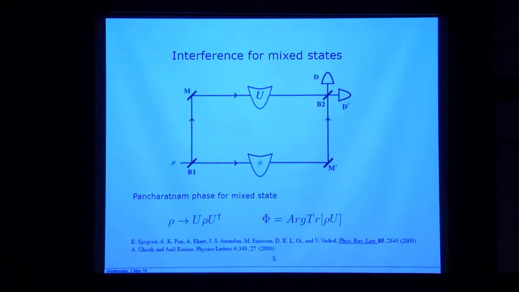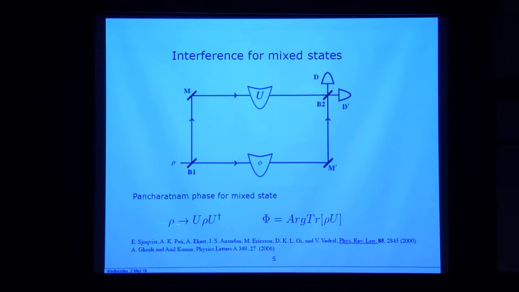But nevertheless, you can do an interference experiment with a mixed state, and actually you can see the interference visibility, the interference phase shift, and so on. For example, if you have a Mach-Zehnder interferometer like this, you send in a mixed state, with a beam splitter and mirrors and so on, and put a unitary operator on one arm of the interferometer, then you can see the interference that is governed by the phase shift, which is given by the trace of rho U, where rho is the input state and U is this unitary sitting in here.